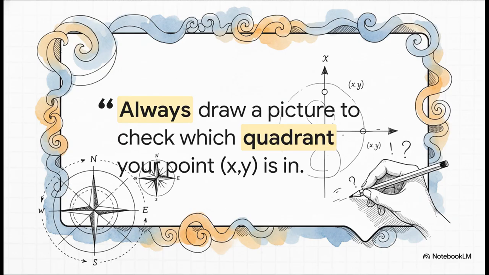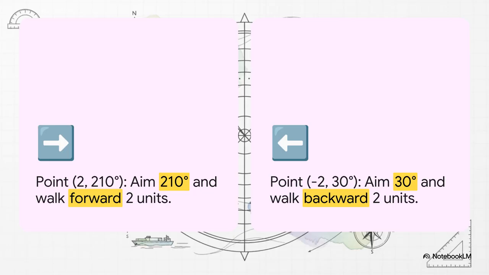So what's the secret? How do you avoid this? It is the single most important piece of advice for this topic. Always, always draw a quick sketch. Just plot your x, y point and see what quadrant it's in. That simple visual check will save you so much trouble. Okay, the other concept that can feel a little weird at first is a negative radius.